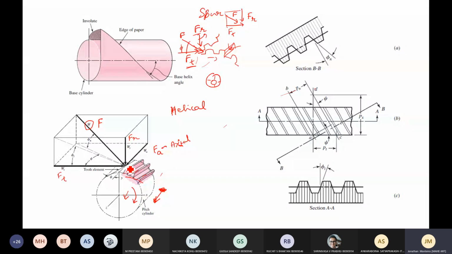But at the same time, Wa is going to put some stresses on this tooth. Not only on the tooth, on the entire gear itself. So this gear may be having 20, 30 teeth, whatever it is, the combination.